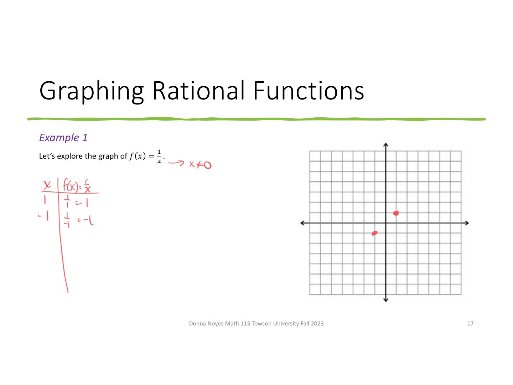Okay, that's not too bad. Now let's try 2 and negative 2. Well, then we would end up with 1/2 and negative 1/2, respectively. So 2, 1/2, negative 2, negative 1/2. Okay, let's try 3 and negative 3, 1/3 and negative 1/3. So 3 and 1/3, negative 3 and negative 1/3.